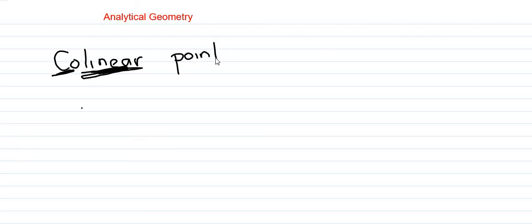So now, we will focus on collinear points. For collinear points, again, not a lot needs to be considered. So you break the word down. Collinear. Co means together. Colleague, we work together. So it means all lie on the same straight line. Linear means straight line. So collinear points means all the points lie on the same straight line.